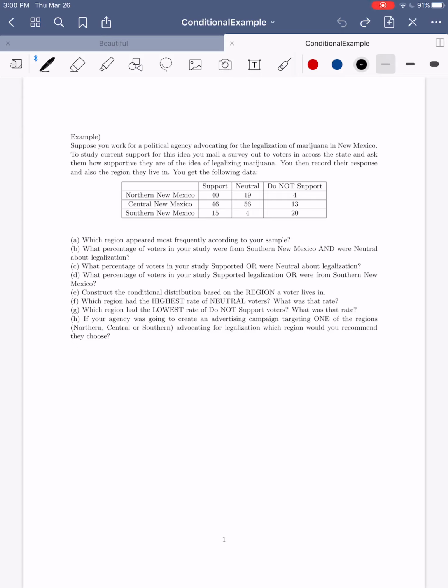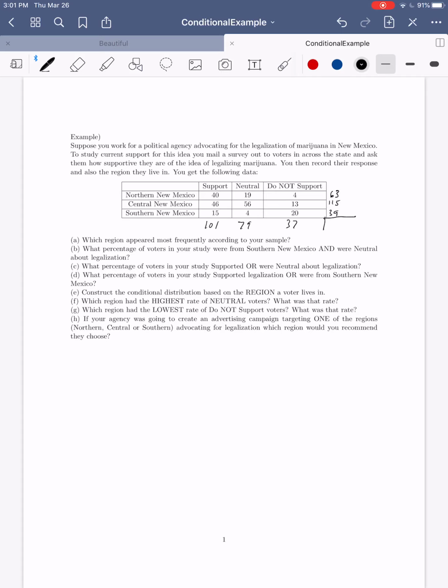So 40, 19, and 4. That should have a total of 63 there. Then 46, 56, and 13. That should have a total of 115. And then 15, 4, and 20. We should have a total of 39 there. We can also get the column totals: 40, 46, and 15 gives us 101, 19, 56, and 4 gives us 79, and 4, 13, and 20 gives us 37.